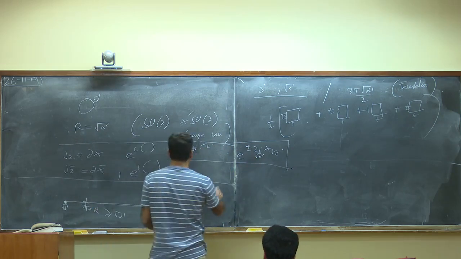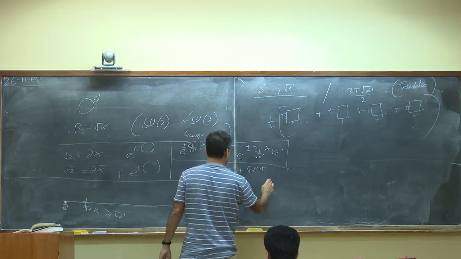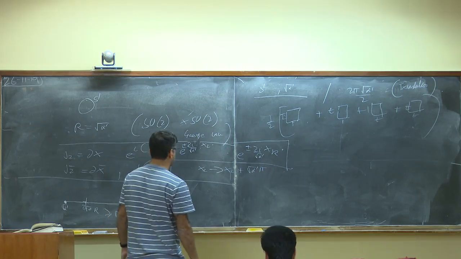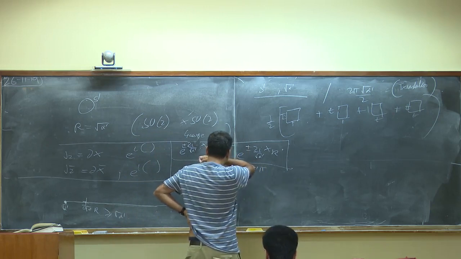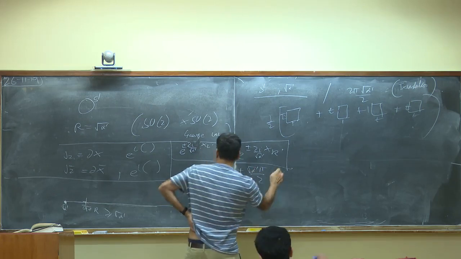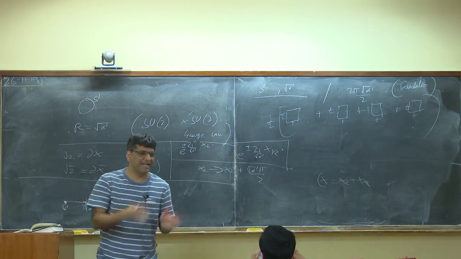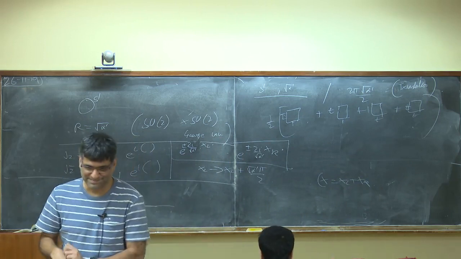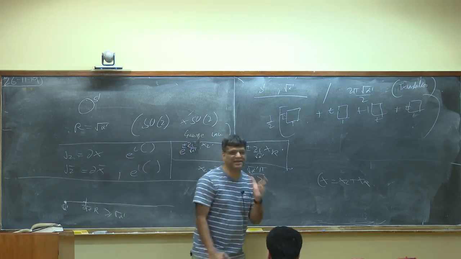Well, what this does is shift XL to XL plus square root alpha prime pi by 2, because x was XL plus XR. So you're shifting XL and XR equally. Each of them is being shifted by half of this, so that x gets shifted by square root alpha prime pi.